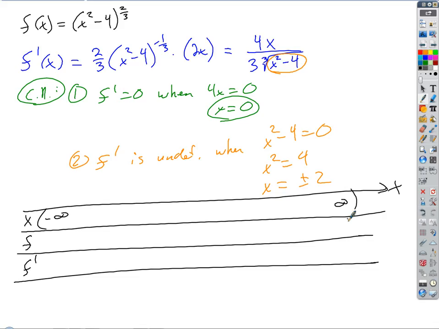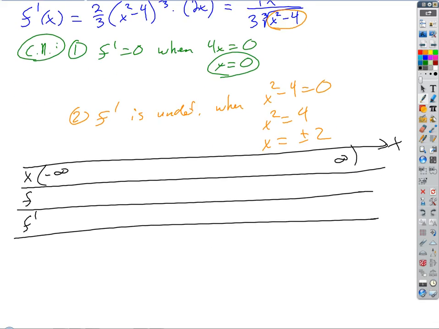And what are our critical numbers then? 0, -2, +2. Okay, so we got 0, -2, +2. What's going on there? At 0, what's the derivative? 0. And at -2 and +2, what's the derivative? Undefined.